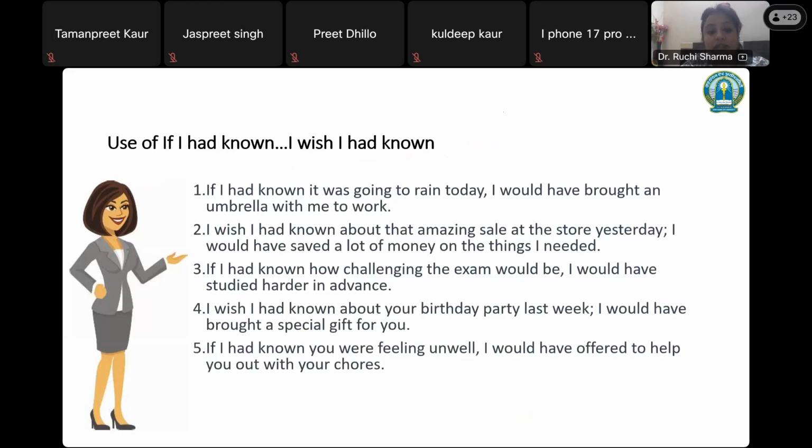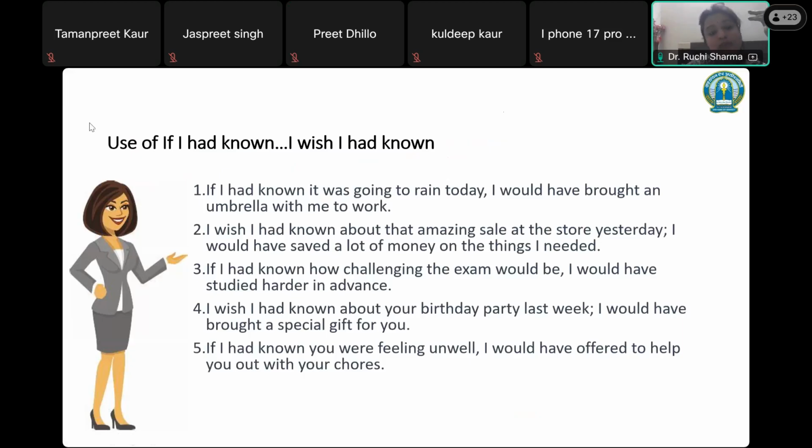Okay, let's look at the next sentence. Can somebody read the next sentence for me on your screen? Wish, can you read it? I wish I had known about that amazing sale at the store yesterday. I would have saved a lot of money on the things I need. Yes. So now do you see that there is a wish, that there is a sale, and if the person would have known, the money would have been saved.